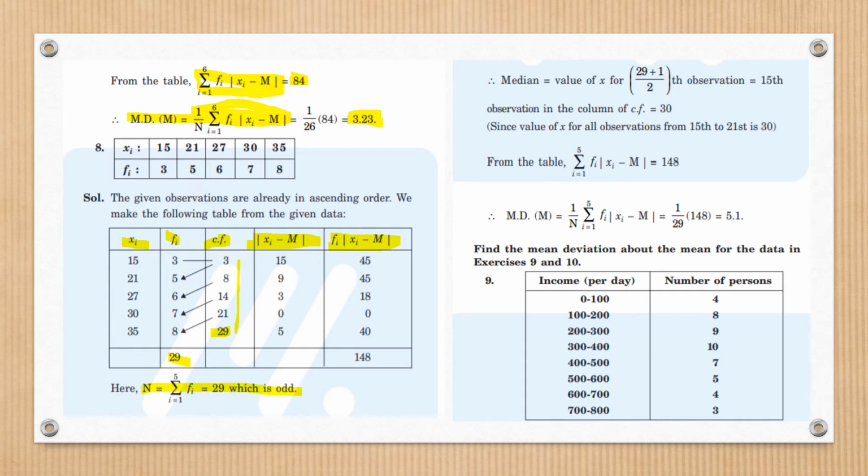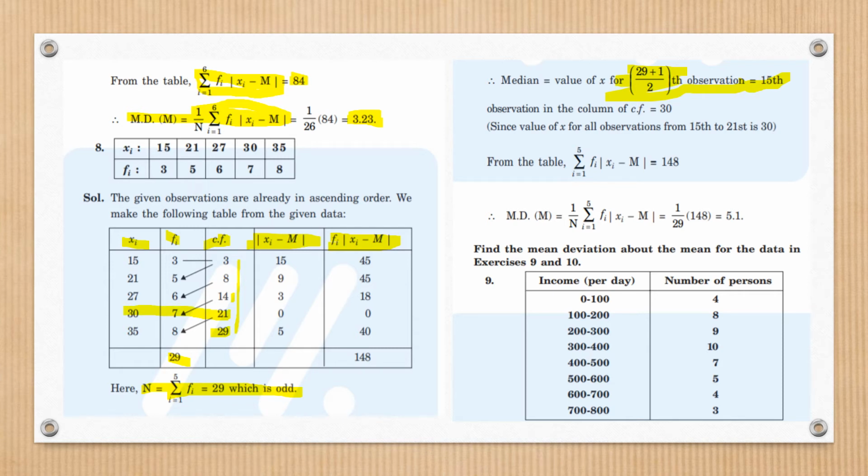So n here is 29, which is odd. So how to find the median? It is the (29 plus 1) by 2th observation, which means the 15th observation. Now for the 15th observation, come here. Where is my 15th observation line? See, I have focused this highlighter in front of 14. So this finishes up to 14, which means after 14 everything, 15, 16, 17, 18, 19, 20, even 21, they are lying here. So the 15th observation is also lying here.